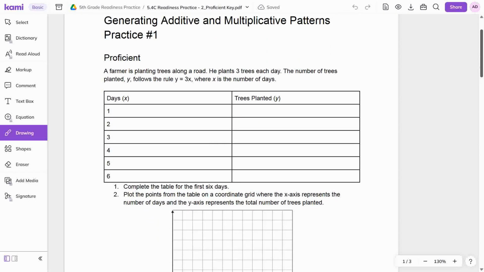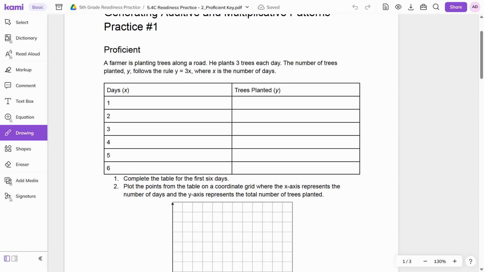So we have a little scenario here with a farmer planting trees along a road. We've got a rule, y equals 3x. 3 trees each day, where the y is the number of trees planted and the x is the number of days. We're going to multiply 3 times the number of days.